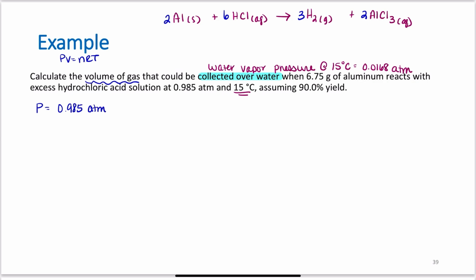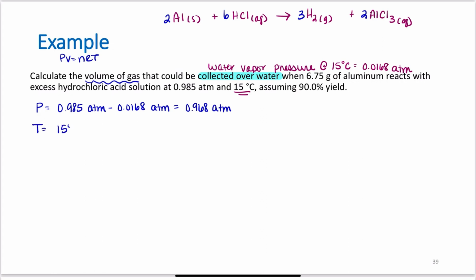But it says collected over water. I know when it says collected over water, I need to subtract out the water vapor pressure. So I'm going to subtract from this 0.0168 atmospheres. My actual pressure here, 0.968 atmosphere. It's not a huge difference, but it's enough of a difference that you're going to get the question wrong if you don't do it.